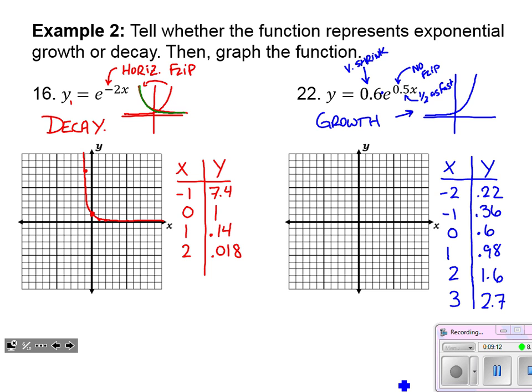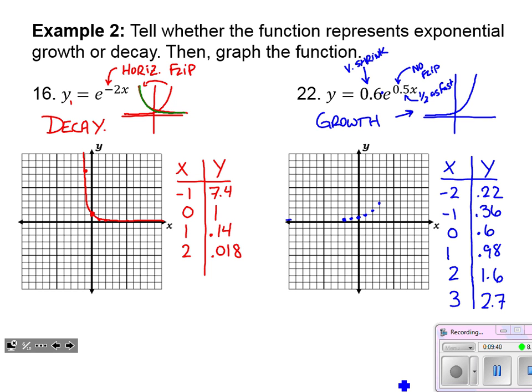So we can tell that as our x increases, the y values are starting to separate a little bit more each time. Let's see what it looks like when we put them on the page. Negative 2, we're just off the x-axis. Negative 1, just a touch higher than that. 0, we're just a little over halfway to 1. At 1, almost there. At 2, we're at 1.6. And at 3, we're at 2.7.